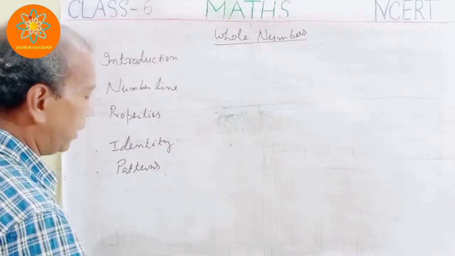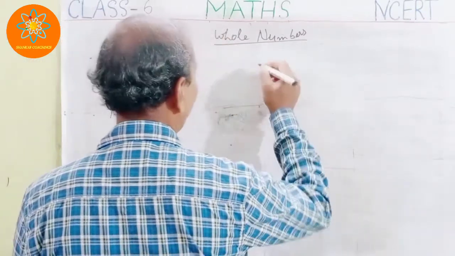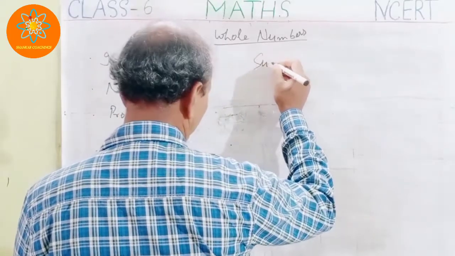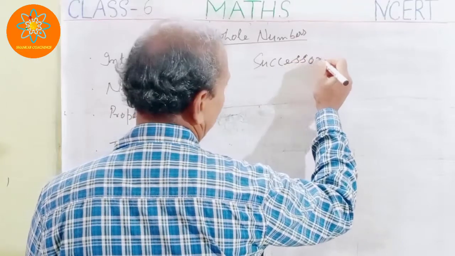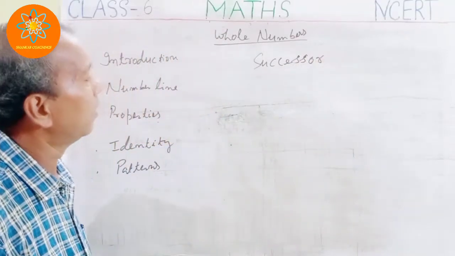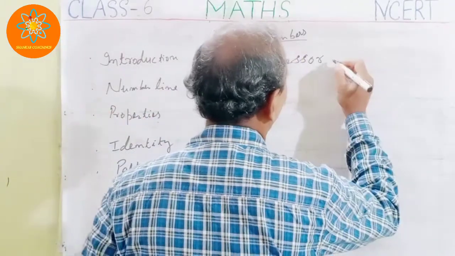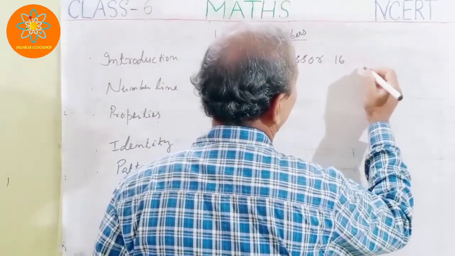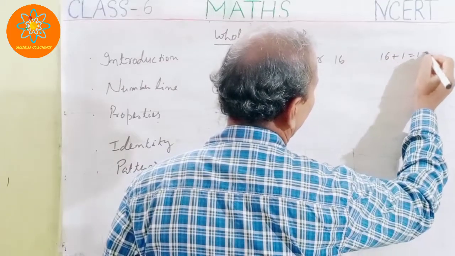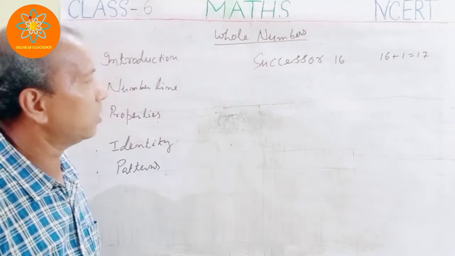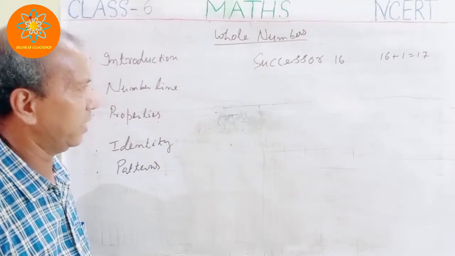So let's suppose we want to find a successor of any number. Let's suppose I am taking the successor of 16. So what will be the successor of 16? You will add 1. 16 plus 1 is equal to 17. So this is the successor of 16.